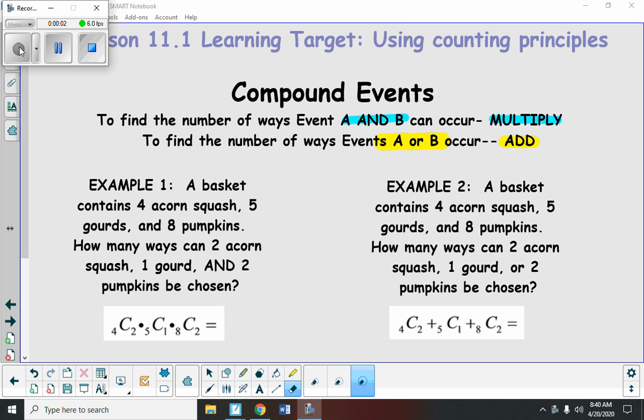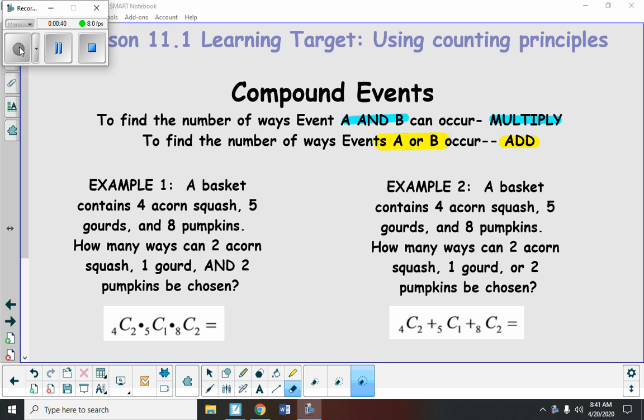Hi, in this short little video, we are going to talk about using the counting principles to figure out the size of a sample space when you have compound events. So in other words, this is when we have a number of options to choose from and you're making more than one choice. For example, a basket contains 4 acorn squash, 5 gourds, and 8 pumpkins. How many ways can 2 acorn squash, 1 gourd, and 2 pumpkins be chosen? So we're choosing multiple objects here, and so these are called compound events.